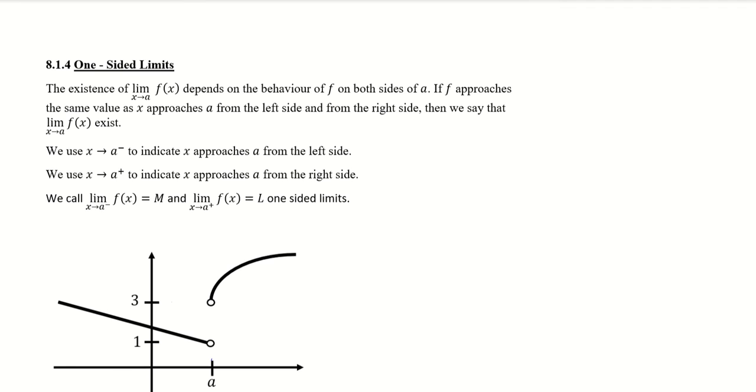That means for a limit, we need to find the limit from both sides. From the left-hand side, we denote it as x approaches a with a negative sign after the value a. This indicates that x approaches a from the left. And when x approaches a from the right, we put a positive sign after the value a. That means x approaches a from the right side.